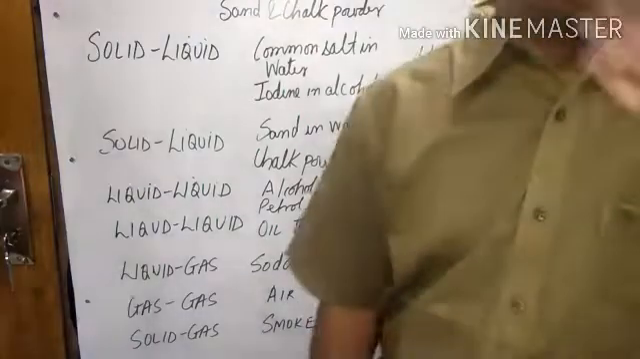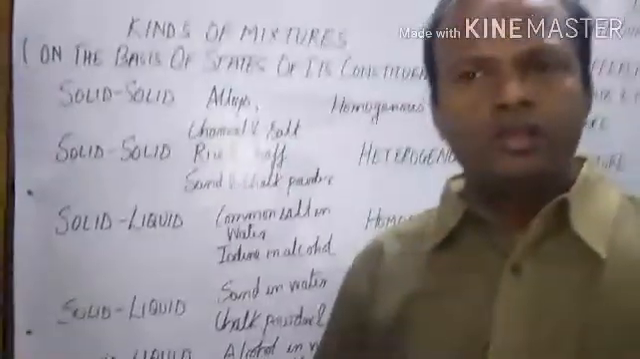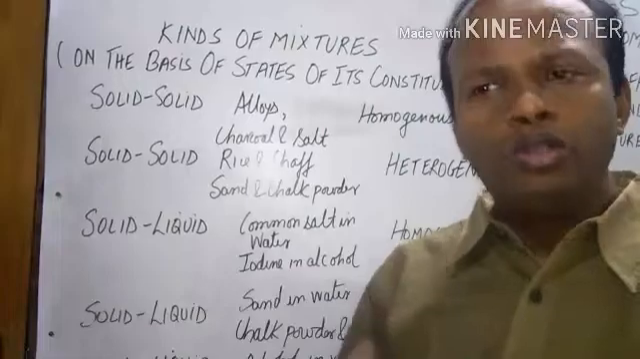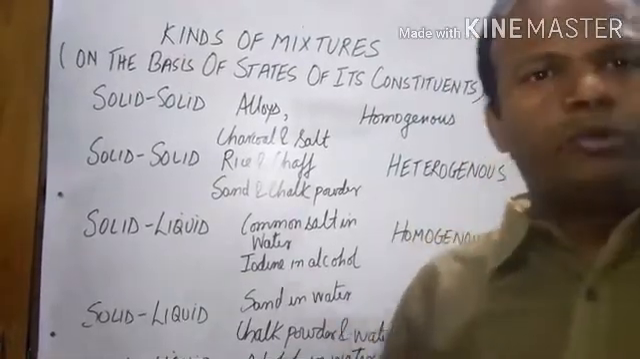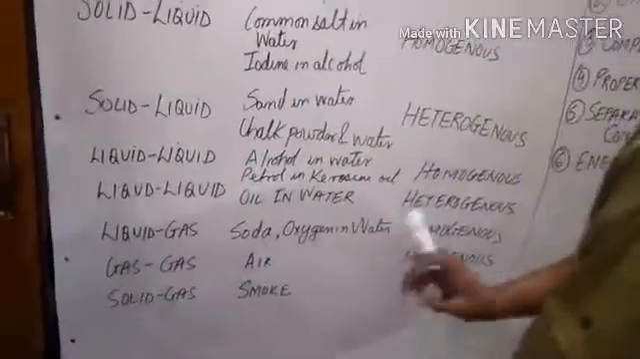In the whole room air will be present, and you will find the same quality of air, same density of air everywhere. That's why it's homogeneous, although the composition varies from place to place. That's why it's a mixture.